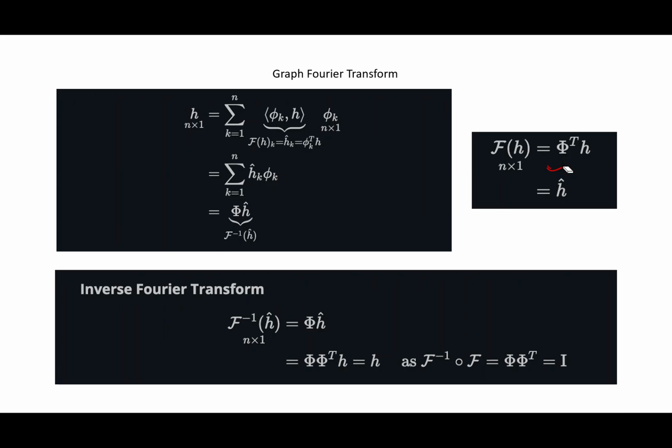That will be capital phi transpose times the function h. That will be our Fourier transform h hat, and that is so easy. We just need to do one matrix multiplication and we are done.